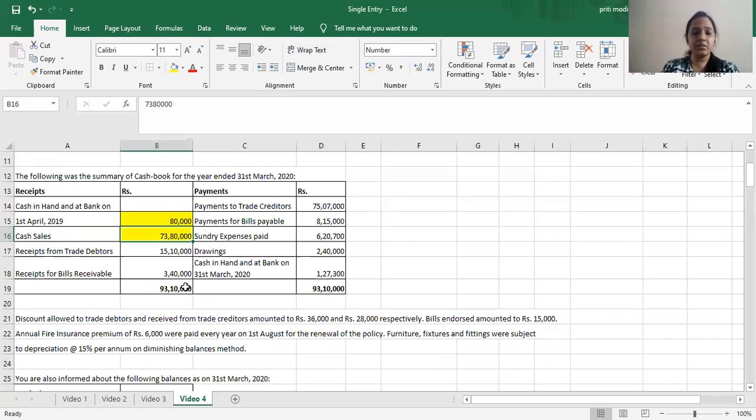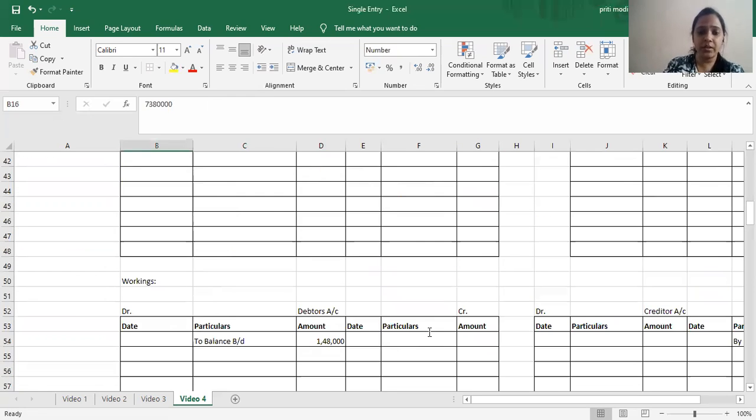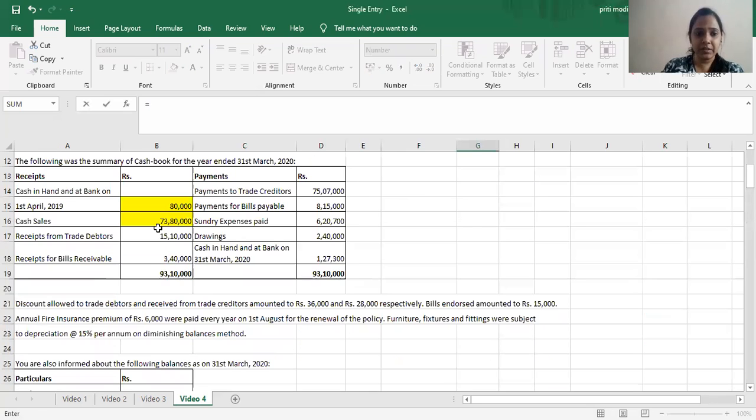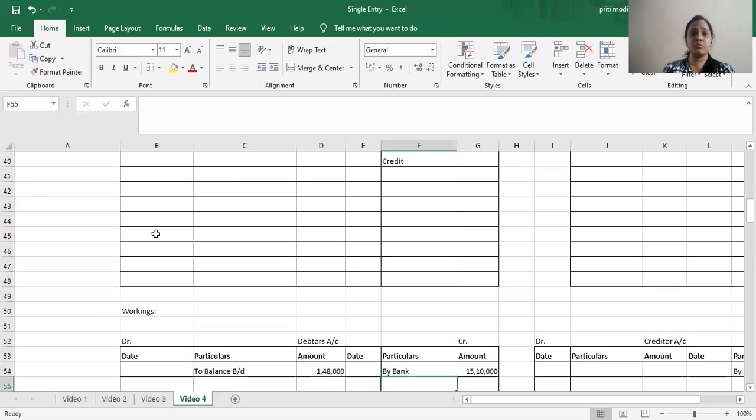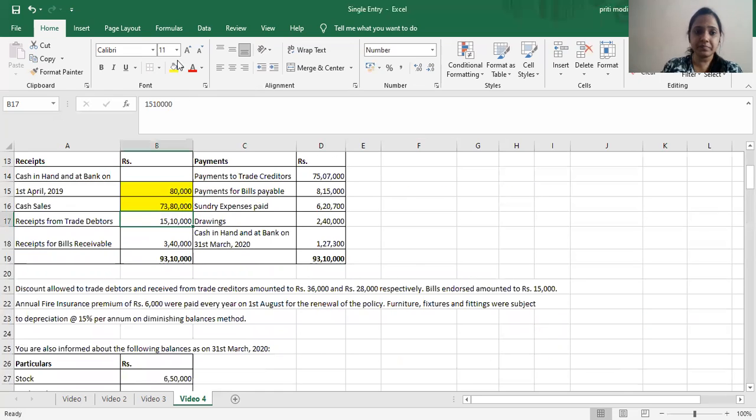Received from trade debtors, the entry is bank account debit to debtors. So we are going to the debtors account and we are writing over here by bank, and the amount has been realized. If you remember in the video number 2, there were simply transactions and we were posting it 2 times, but over here we're posting it only once because the cash book is given. So be very careful with these things. 1510 is done.